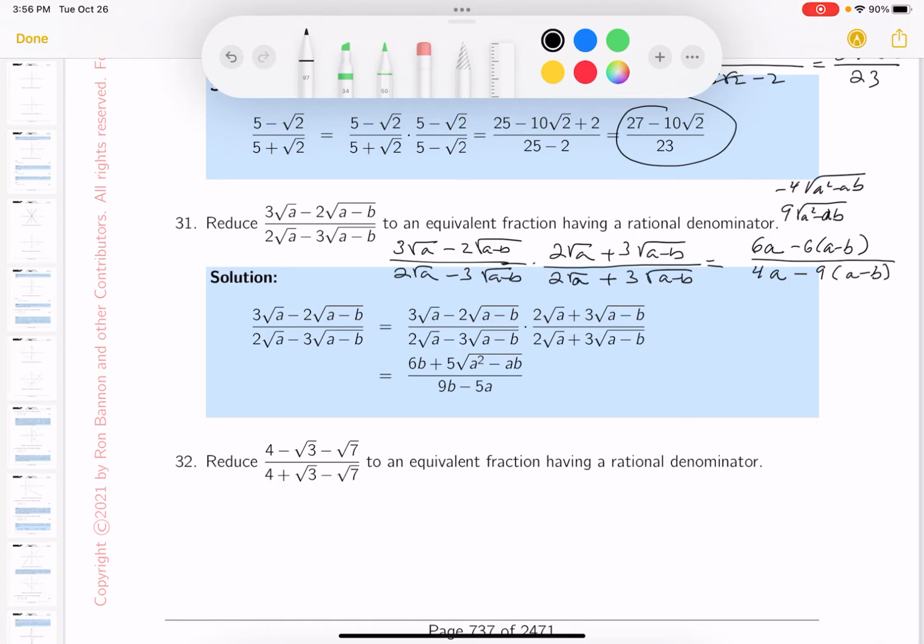And let me see if I can do that. I do the top and the bottom. And the bottom looks pretty simple to do. It's 4a minus 9a, which is minus 5a, and you get 9b. And what do you get on top? Well, 6a minus 6a, that's gone, and you get 6b now. And then what do you get? You get 5 of those root things, 5 of that root of a squared minus ab. All right, look at your key.